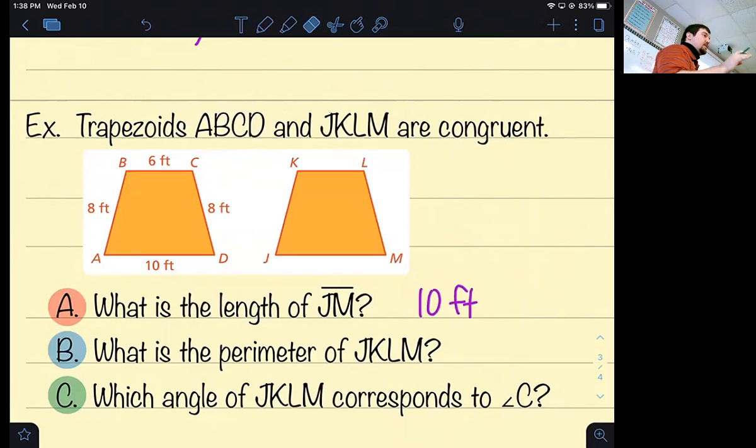And if every single side is the same, then they're going to have the same perimeter. So the perimeter of one is going to be the same as the perimeter of the other one. Caitlin, what's our perimeter here?